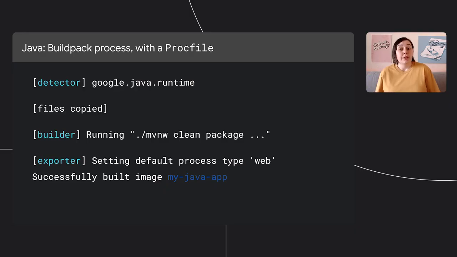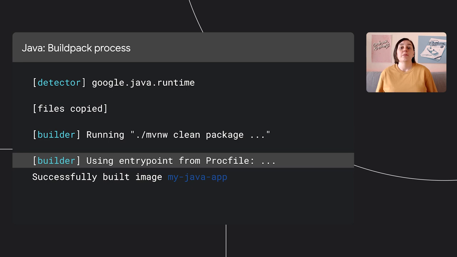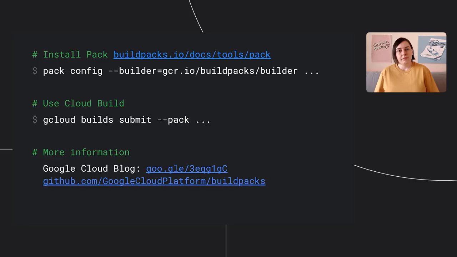No matter the language you use, you can set your own Procfile. For instance, the Java Buildpack doesn't require a Procfile, but you can still define one. Defining a Procfile will override the default command run to start your container. You can also override other default functionality with environment variables. Take a look at the documentation over on GitHub for more information.